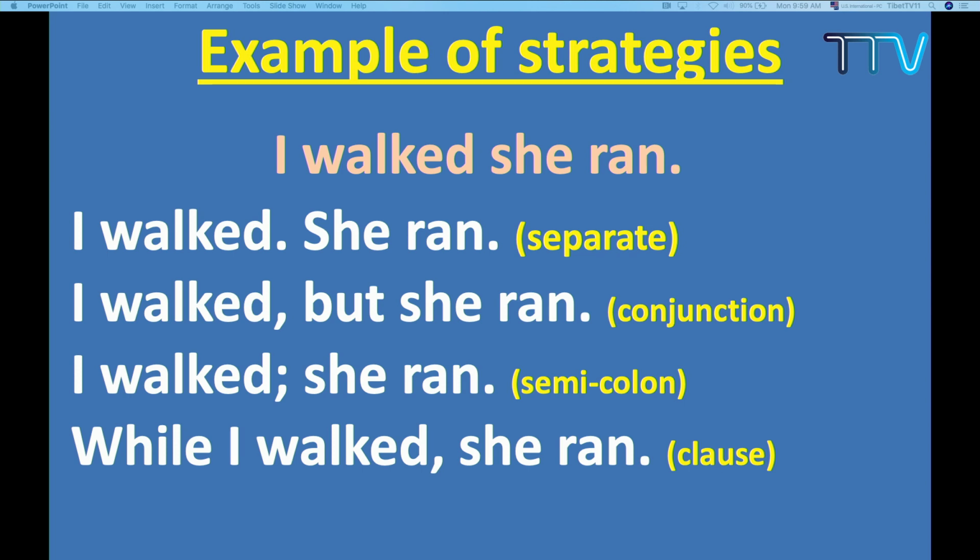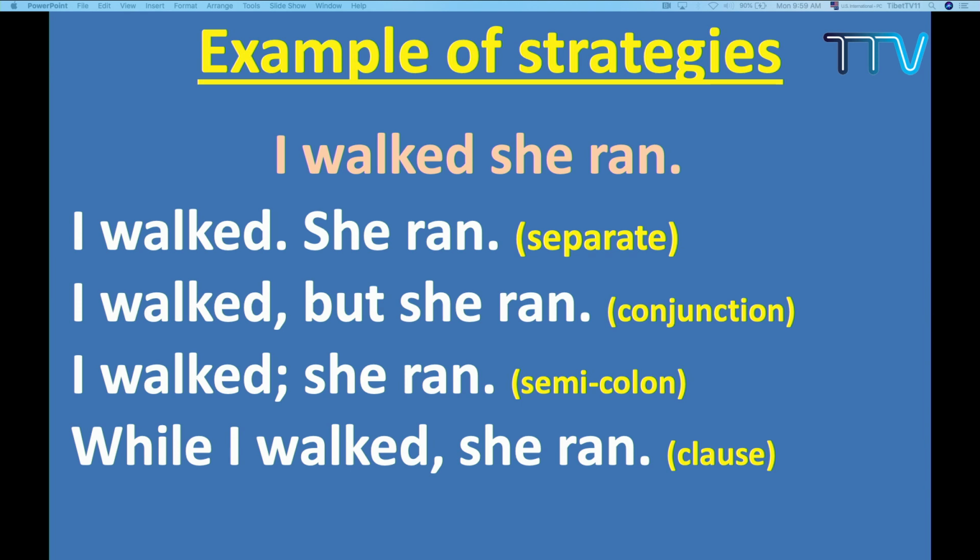And you know when to use it. You cannot use "but" all the time. If these two sentences contradict, then you can use it. So, "I walked, but she ran." That's the correct form. So you see, before "but," whenever we have a simple conjunction, FANBOYS: for, and, nor, but, or, yet, so, before that word, we have to use the comma.